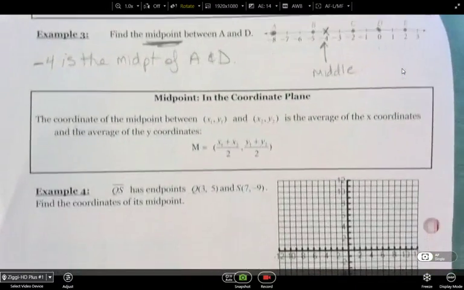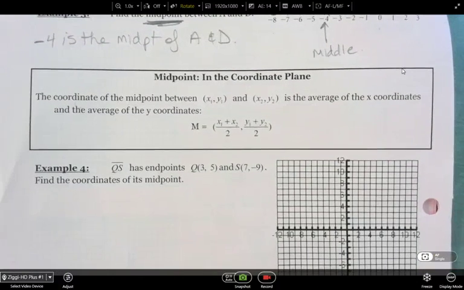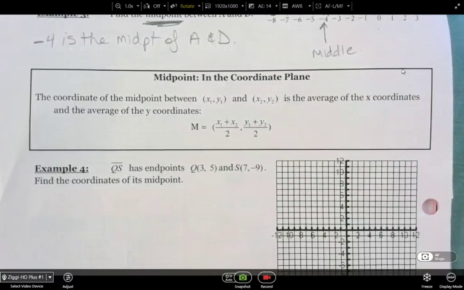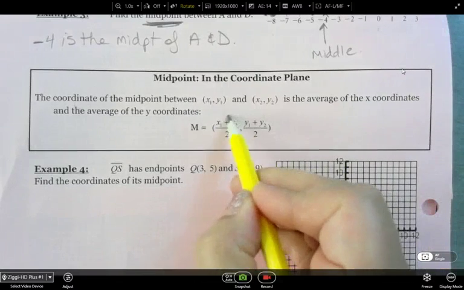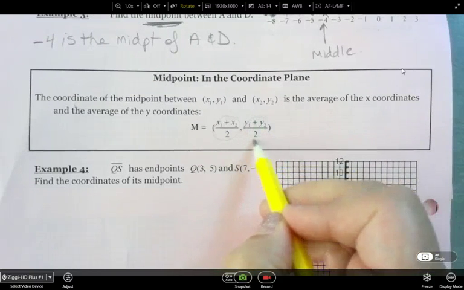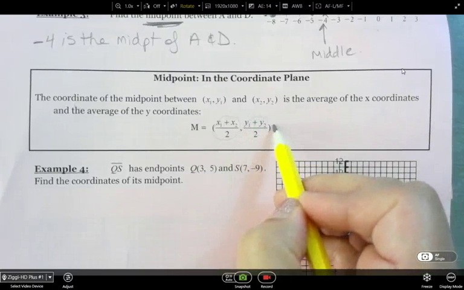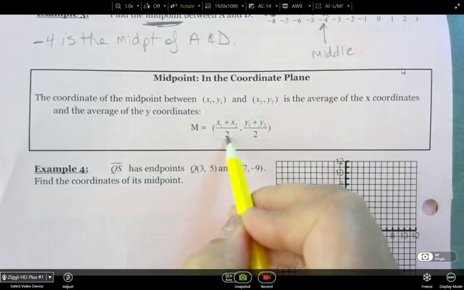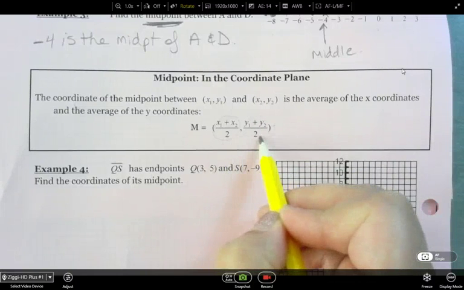Now, when we're looking at a two-dimensional plane, or a coordinate plane, I've got x's and y's in play here. I need to figure out what the middle of the x's is and what the middle of the y's is. So basically, I'm going to be averaging the x values and averaging the y values.